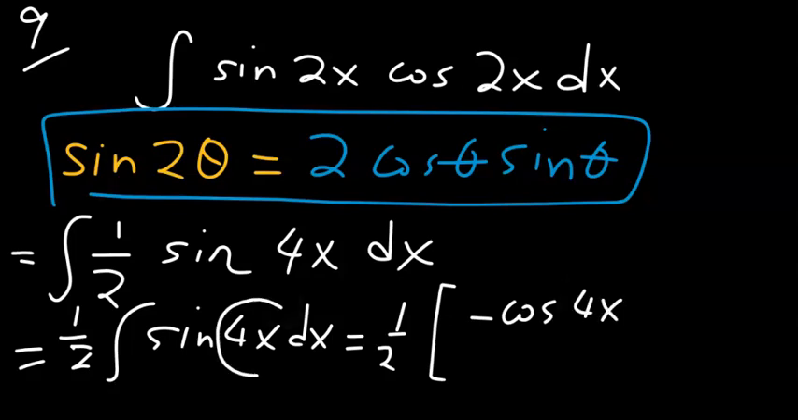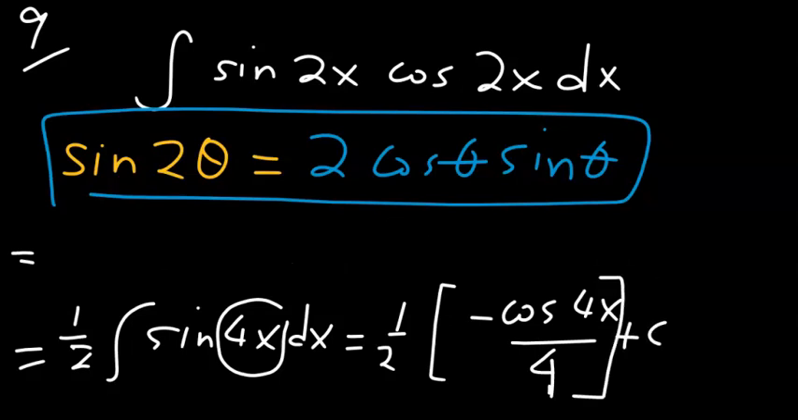Now when you take the derivative of 4x with respect to x, you get 4. So you divide the result by that 4. And don't forget the overall constant. So your final result can be written as minus 1 over 8 cosine 4x plus constant.